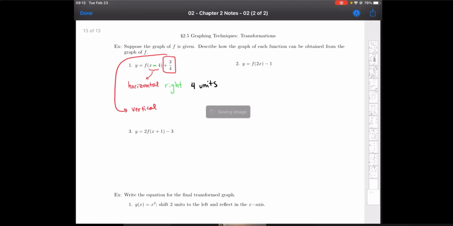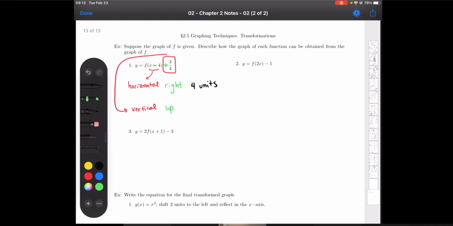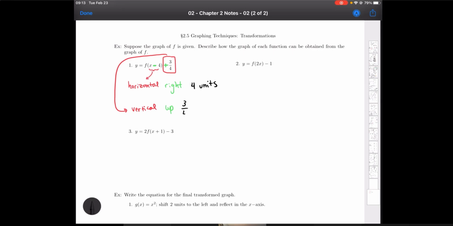And then over here for the vertical thing, because you're adding 3/4, does this go up or down? Up. And again, because you're adding and it's on the outside, we have these two transformations now, and now we have to think about, does it matter the order in which we do these? That's always the important question after you write down the transformations you see.